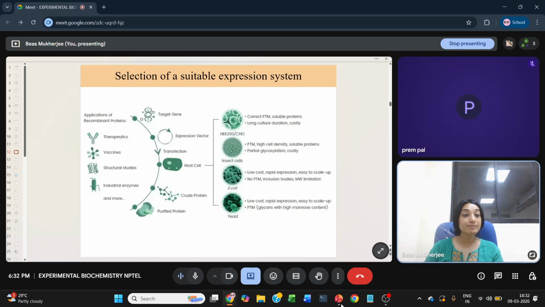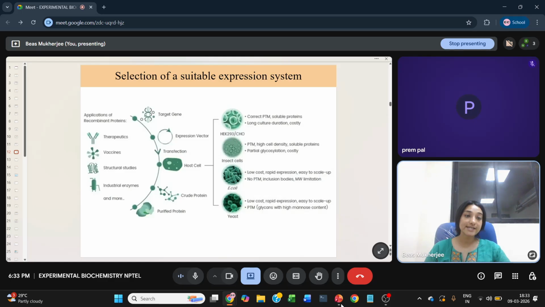Okay. Then there can be mammalian cells, for example, HEK293 and CHO cells. So here, very good post-translational modification machinery is there in these cells, and that is why soluble proteins can be prepared using these. Okay, but then the disadvantage is very long culture time, plus this is also very expensive to maintain.